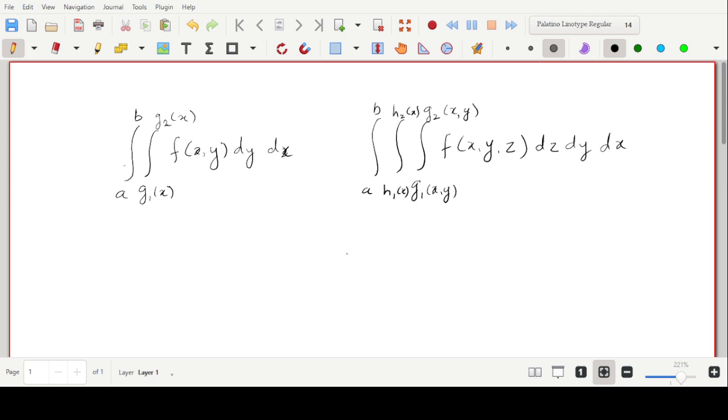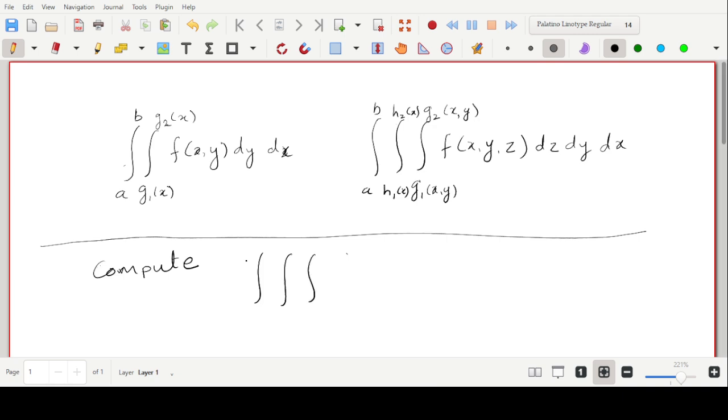Integral, let's say, compute the triple integral of x dz dy dx. Z varies from 0 to xy.